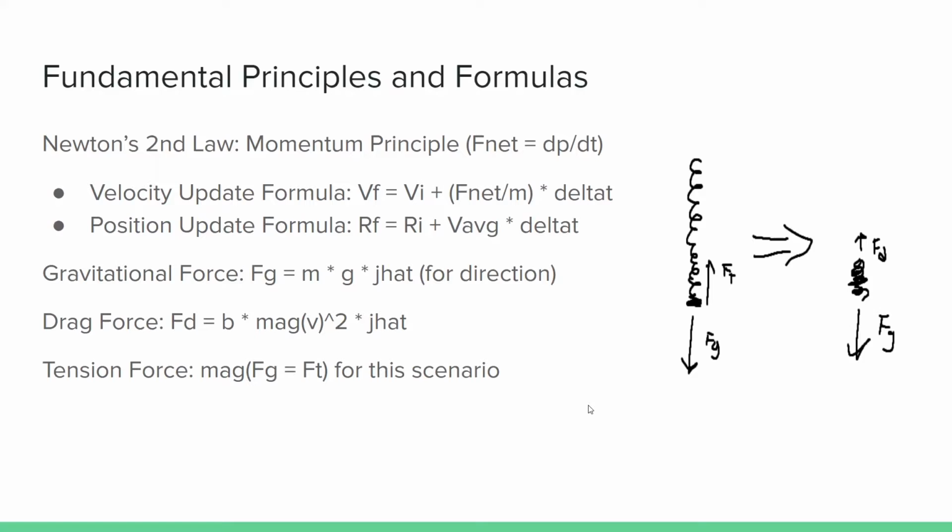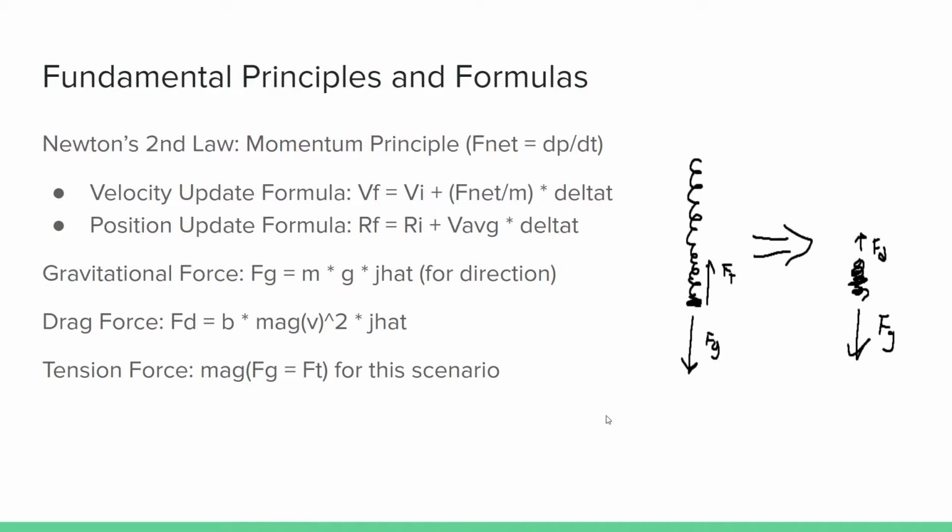Of course, there's Newton's second law, specifically the momentum principle, aka F net is equal to dp over dt. This is involved as we need to know the velocity update and position update formulas. The forces in the system are gravitational force, drag force, and tension force. I assumed all forces to only be acting in the y direction, and that the tension force is equal in magnitude to the gravitational force.